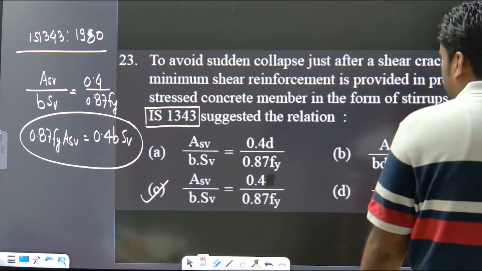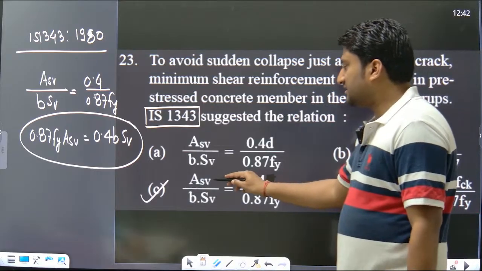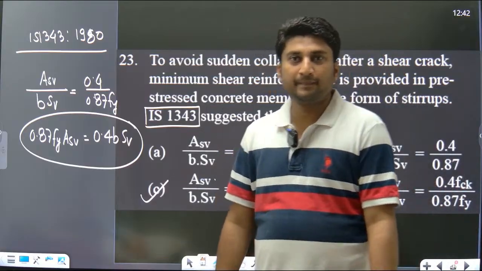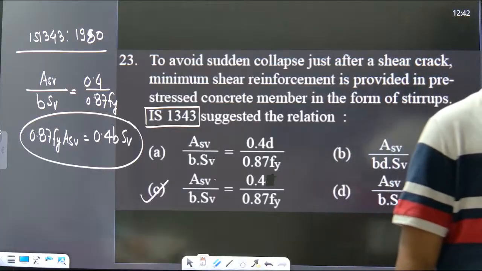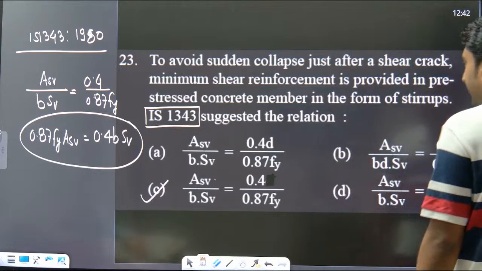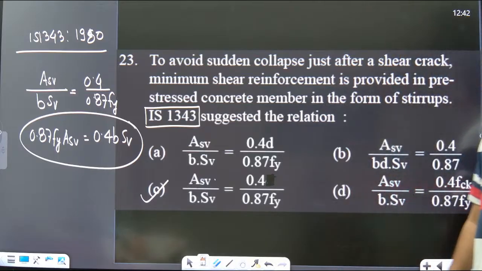Clear everyone? Option B is the correct answer. So this much is the minimum shear reinforcement you should provide, even for pre-stressed concrete. Understood everyone? Moving towards the next question.